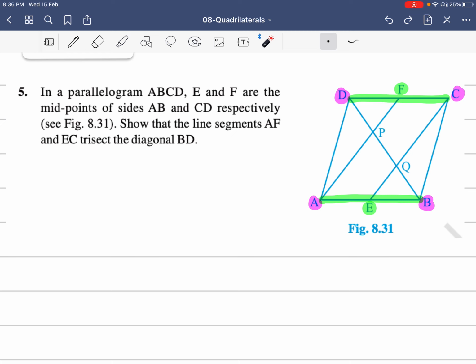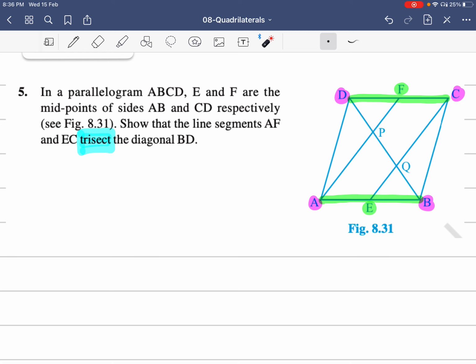Now what does it say? Show that the line segments AF and EC trisect the diagonal BD. So the keyword is trisect. I'm just going to highlight this keyword trisect. So this is our diagonal BD, which will get trisected at points P and Q.